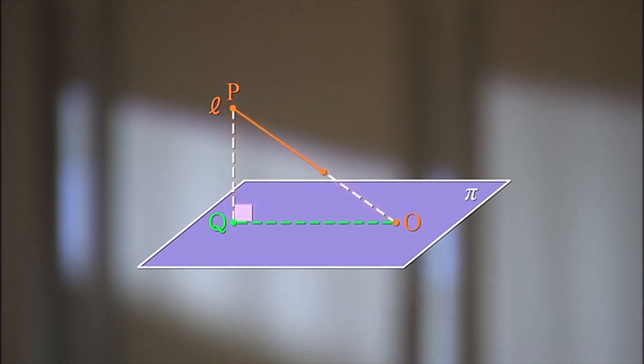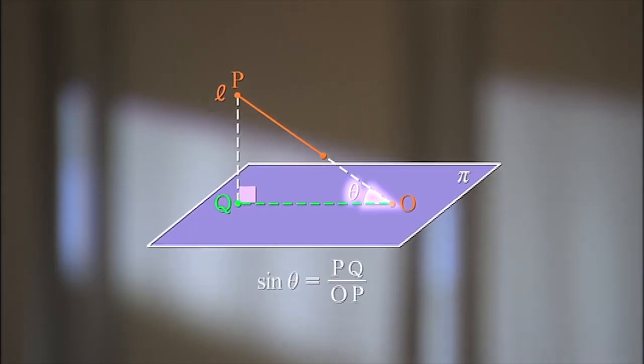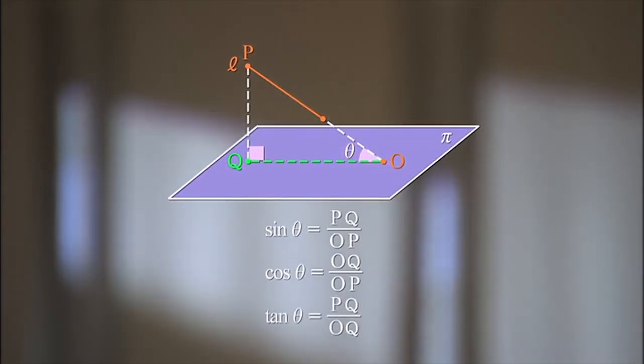A right-angled triangle is formed by these three straight lines. That is, the original straight line, the perpendicular line, and the projection. The degree of the angle between a line and a plane can be found by applying trigonometric functions.